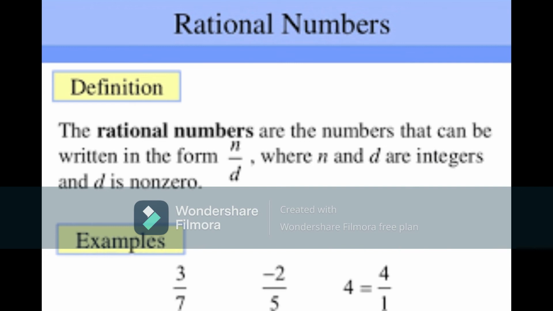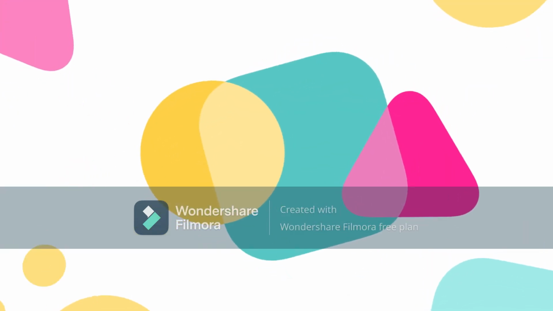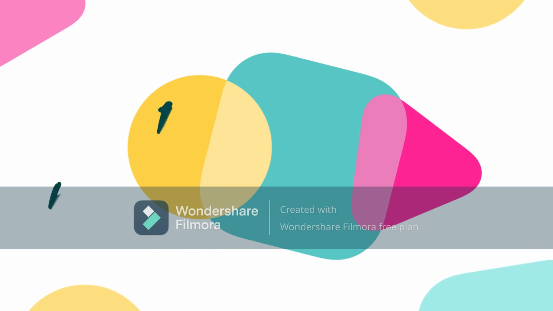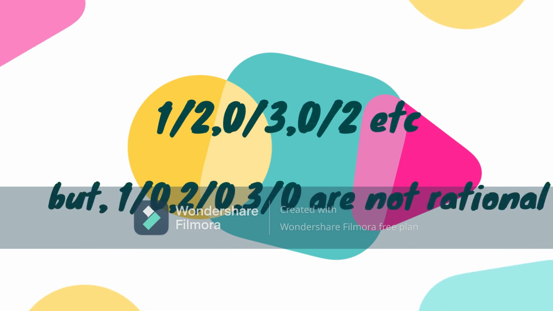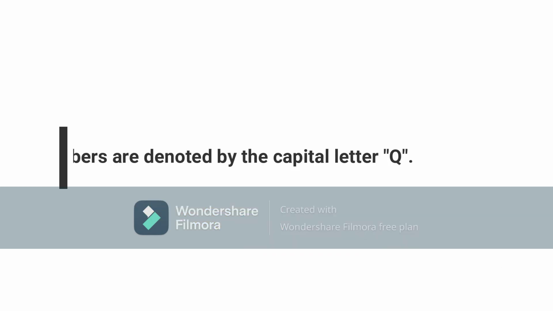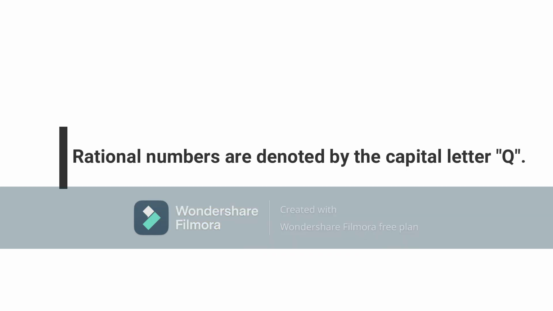A rational number is a type of real number which is in the form of n by d, where d is not equal to 0. Any fraction with non-zero integers is a rational number. Some examples of rational numbers are 1 by 2, 0 by 3, 0 by 2, etc. But 1 by 0, 2 by 0, 3 by 0 are not rational, since they give us infinite values. And rational numbers are denoted by the capital letter Q.